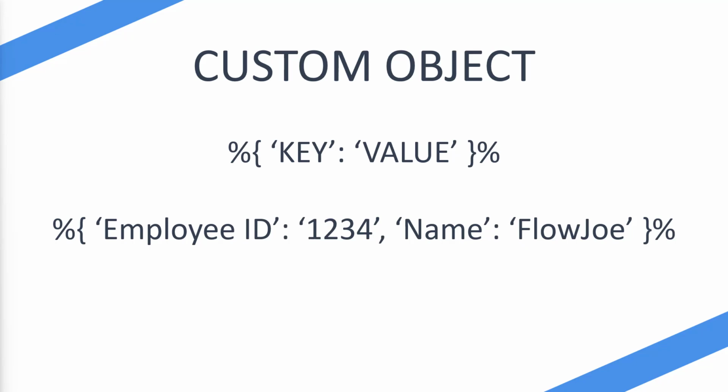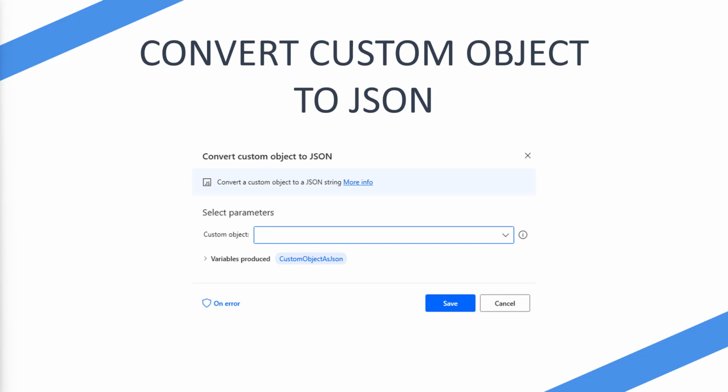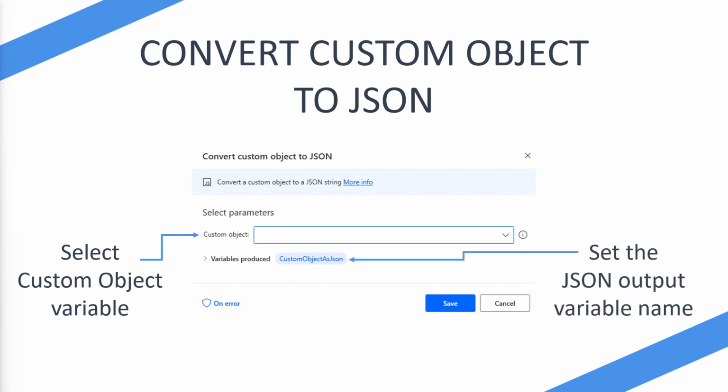Okay, so let's say we've got this custom object and we want to convert it to JSON. How do we do that? We'll use the convert custom object to JSON action. So how we do this then is we essentially select the variable in the custom object section. Once you press that drop down, you'll be able to see your custom object in there. You could select it and then you just change the variable produced name to set the JSON output name. Then you'll have a JSON variable created and you can use the JSON as you wish to.